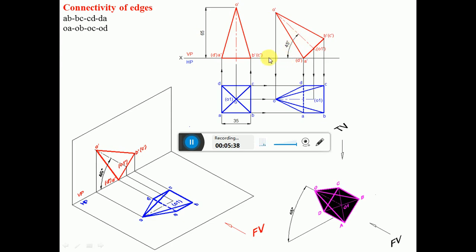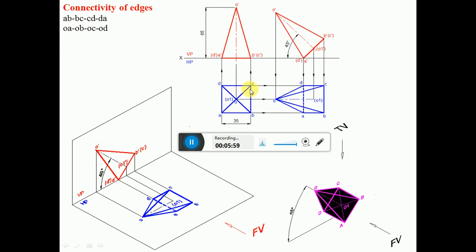Since the axis is parallel to VP, that is O1 is parallel to VP, I am getting the true length here. Since this is in true length, you rewrite the same sketch at an angle of 45 degrees. How to do that? First you consider any point on the XY line and mark that point A dash D dash, because AD is the edge which is perpendicular to VP.